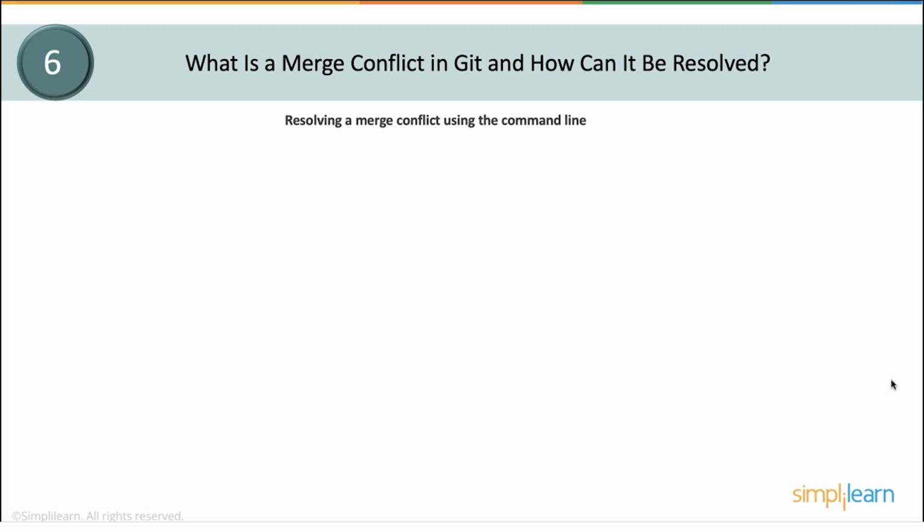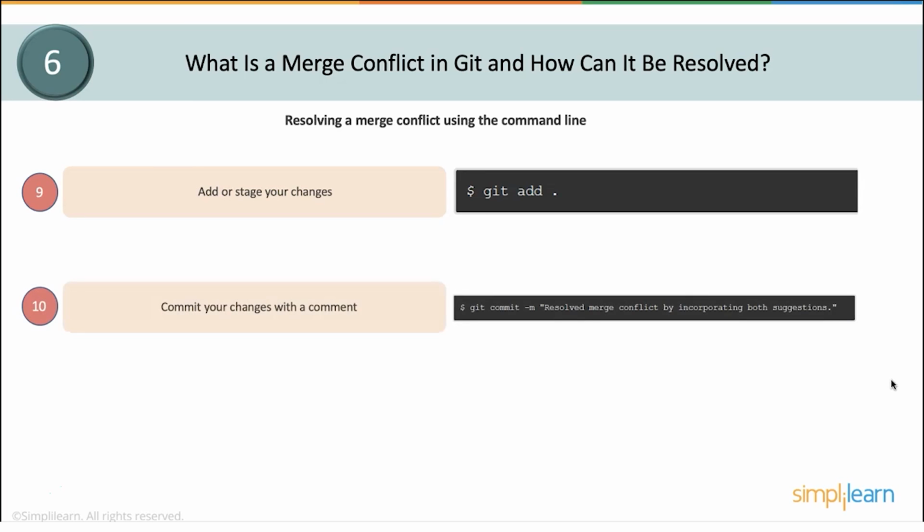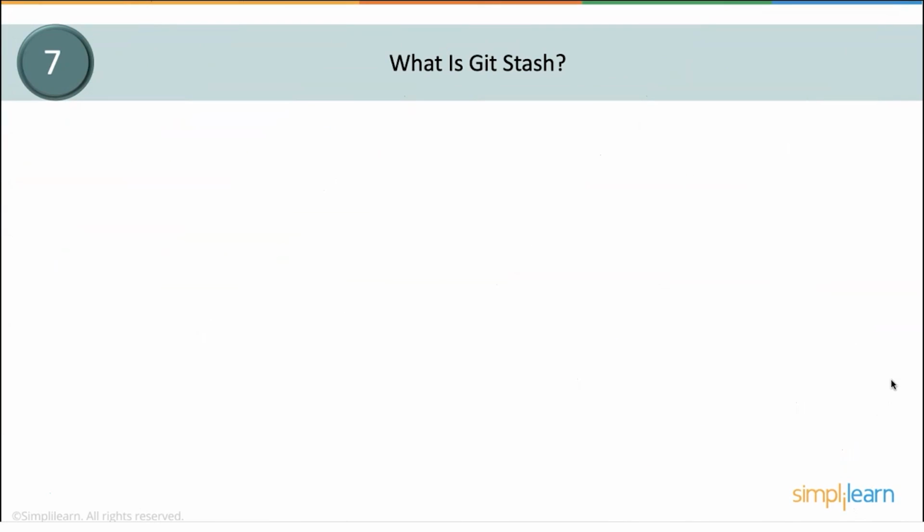Okay, so that's how the merge conflict is already taken care of. What you're doing right now is adding your files to the stage by saying git add dot, and after that you're committing it. So now you can push those changes to your remote repository on GitHub and merge your branch in a pull request. That was a quick idea about how you can resolve a Git conflict.